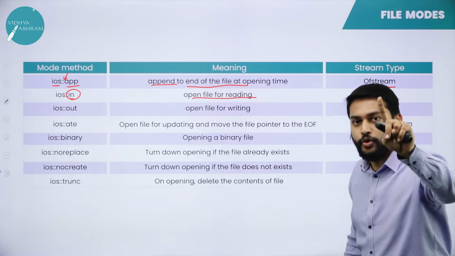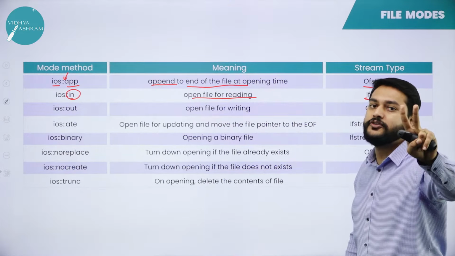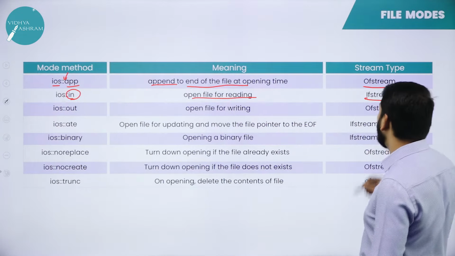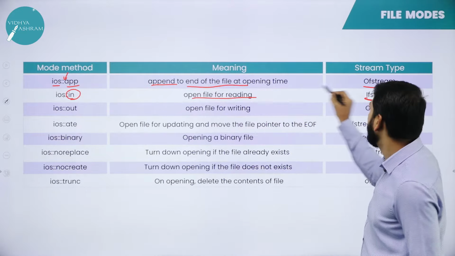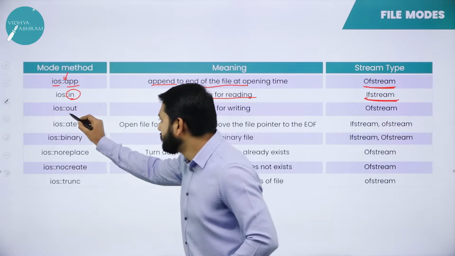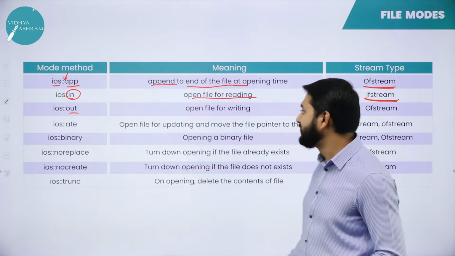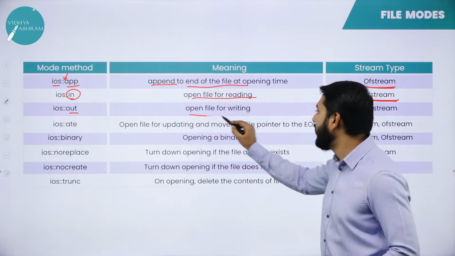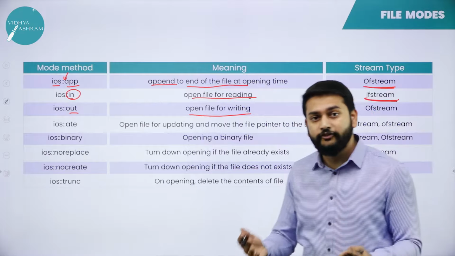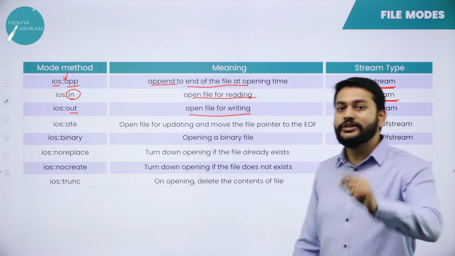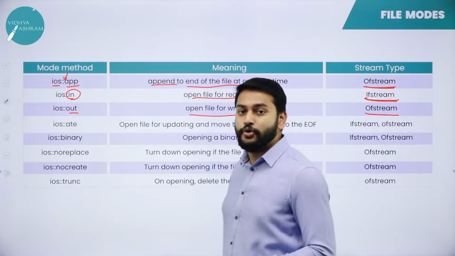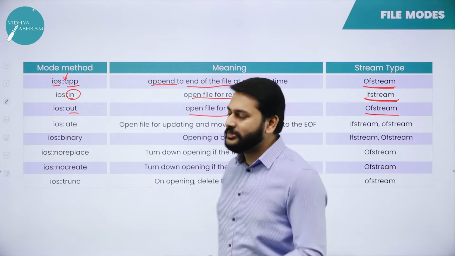So guys, append belongs to OF stream. We have two streams, one is OF stream, another one is IF stream. O in the sense output, I in the sense input. So in belongs to IF stream and append belongs to OF stream. That is what you have to remember. Same way I have out. Just opposite to this, open file for writing. So why do I use the out method? You're trying to open the file for writing. You can guess which stream type. Yes, exactly, OF stream.